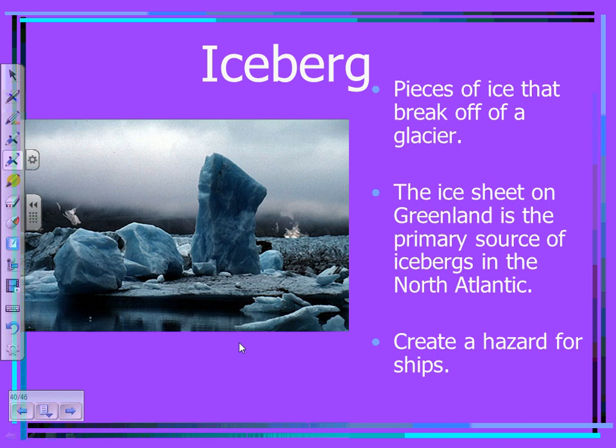Greenland is typical of icebergs, where a lot of them come from in the North Atlantic, and of course in the South Atlantic and Pacific, we have Antarctica. The ice sheet on Greenland is a primary source of icebergs in the North Atlantic, and they create a hazard for ships, as the video pointed out, because what you see is usually only about 10% of the whole iceberg. And again, a lot of them have this nice blue color because the air has been squeezed out of the ice.